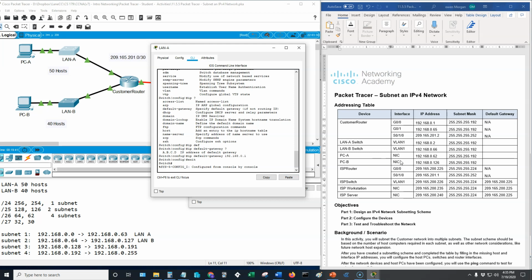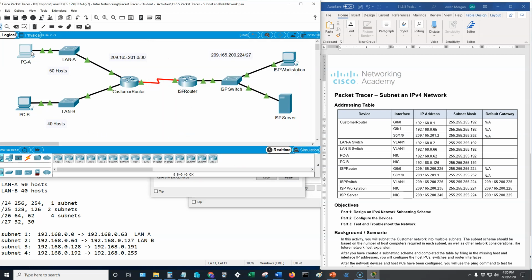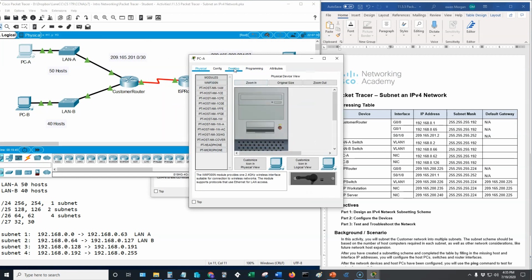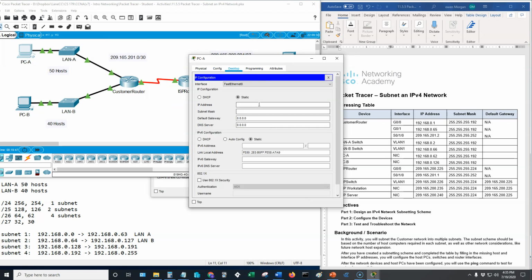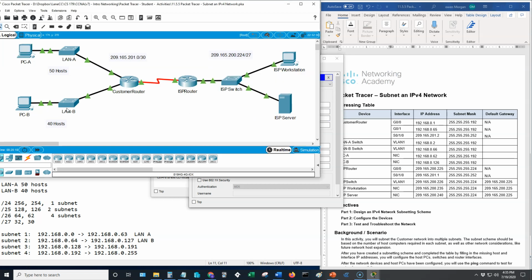Let's go to PCA. And let's go ahead and configure its IP address. So 192.168.0.62, and we'll put in a default gateway 192.168.0.1. Alright, so that PC is ready.